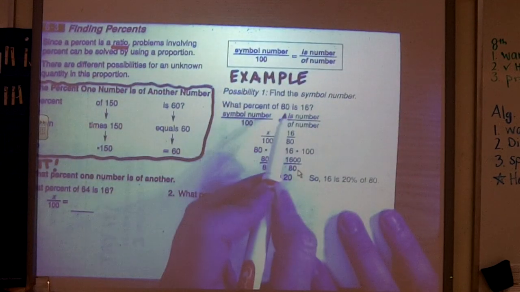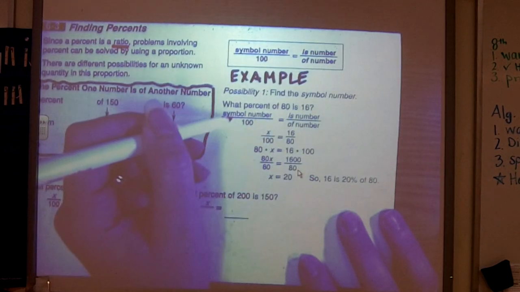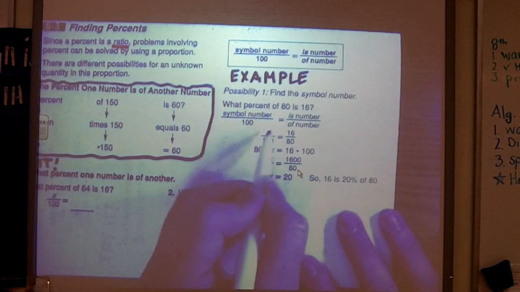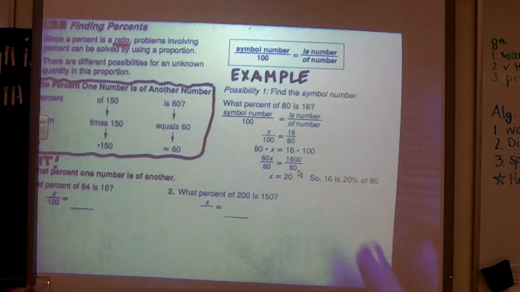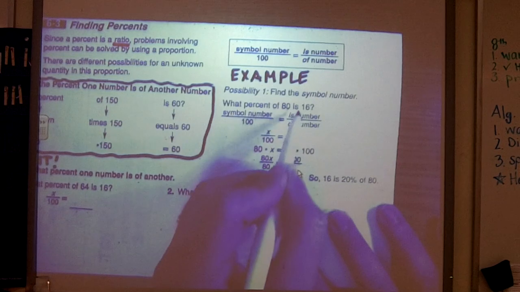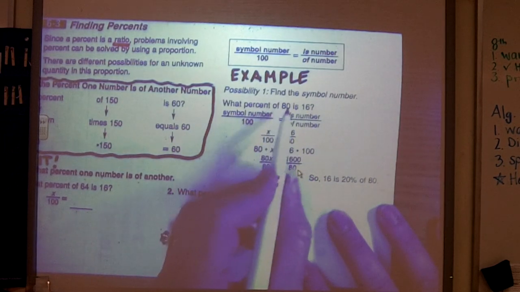What percent of 80 is 16? The symbol number in this case would be our x, what we don't know, over 100. The percent out of 100. Remember that percent actually means per 100. Then the is number goes on top, so is 16, and the of number goes on bottom, of 80.